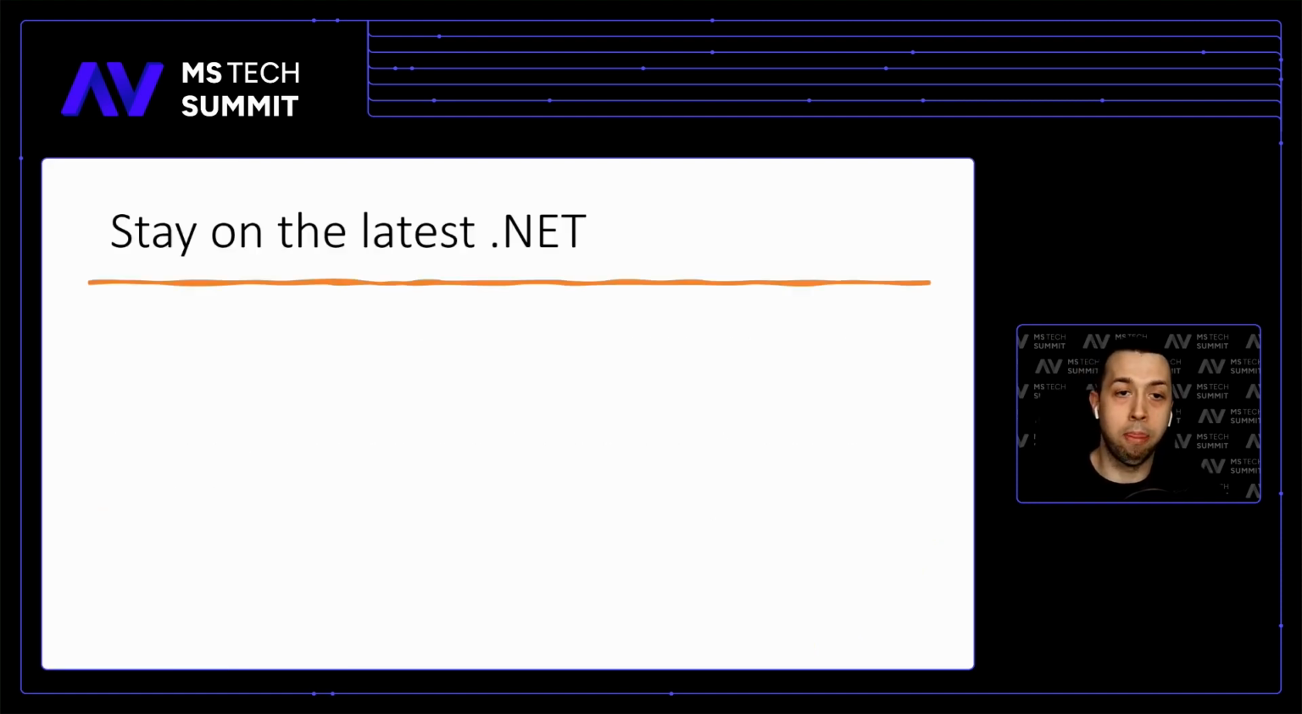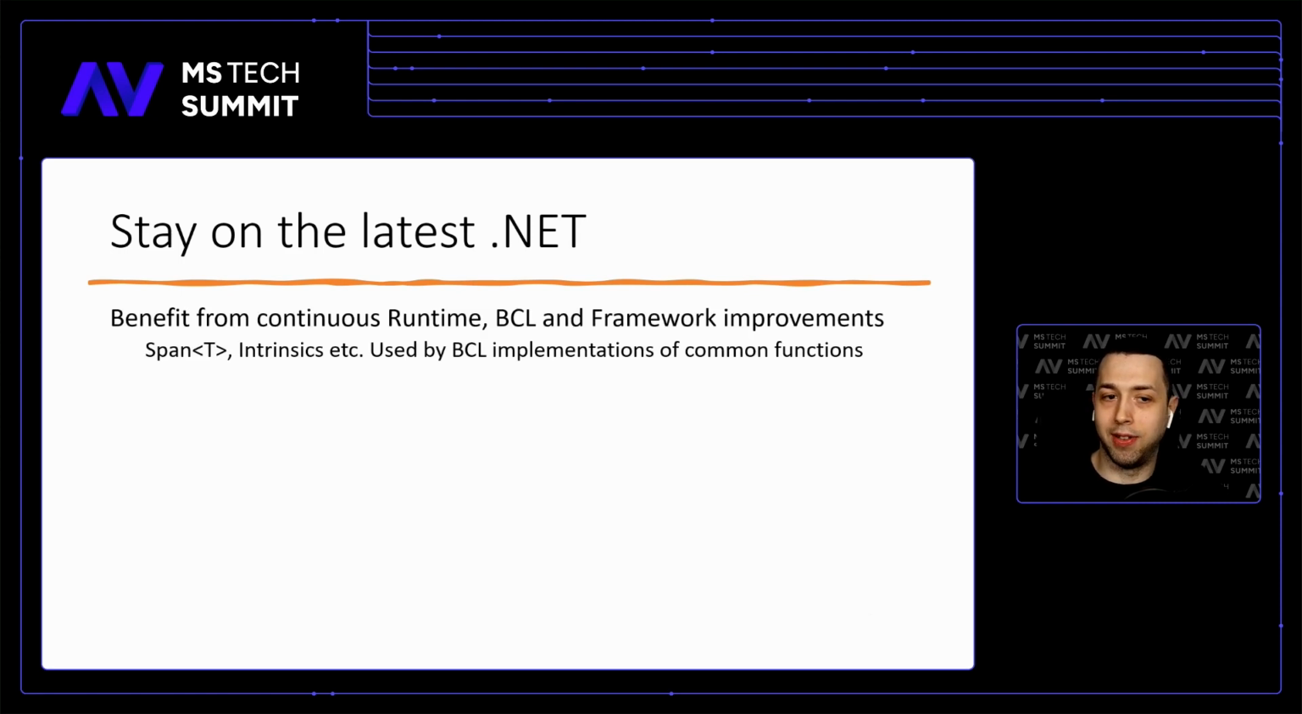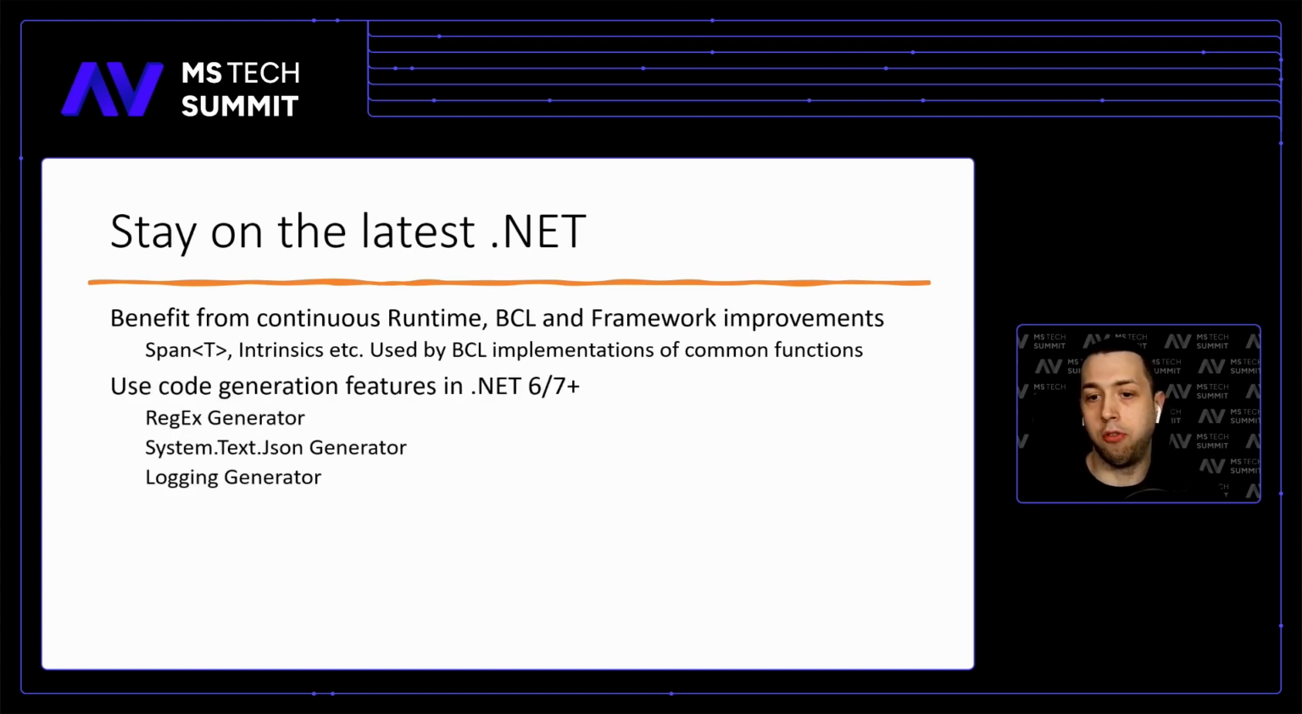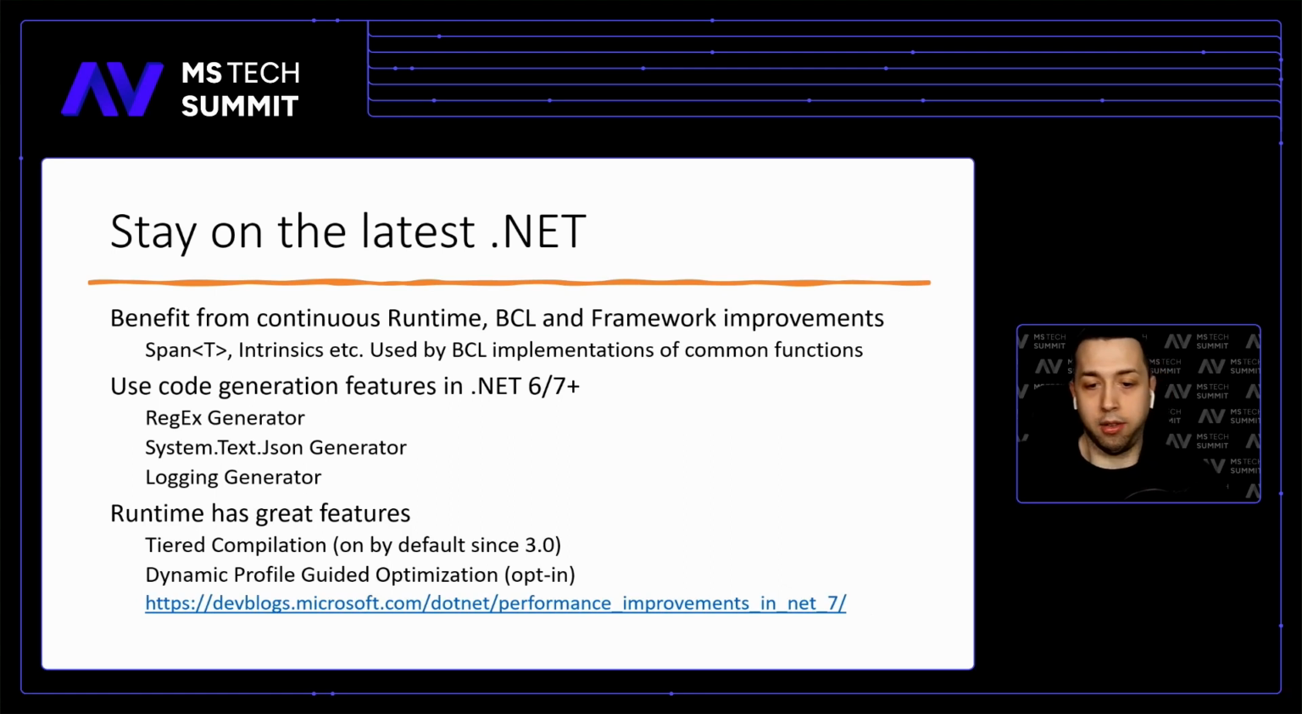But what other things can you do? So first of all, try to stay on the latest .NET. We will benefit from all the work that the runtime teams put into optimizing the core runtime. Also, you can use code generation features in the latest versions of .NET if you have regexes, if you use JSON, even for logging. There are source generators that generate C# code into a project so that the runtime doesn't have to do a lot of dynamic lookups, reflection, or just-in-time compilation. And there are also some great runtime features to use. So tiered compilation was introduced in .NET Core 3, and dynamic profile guided optimization, I'll cover both of these in a bit, is opt-in.